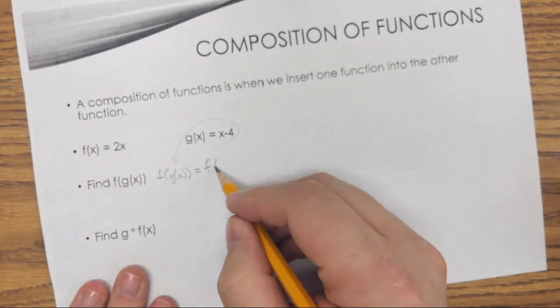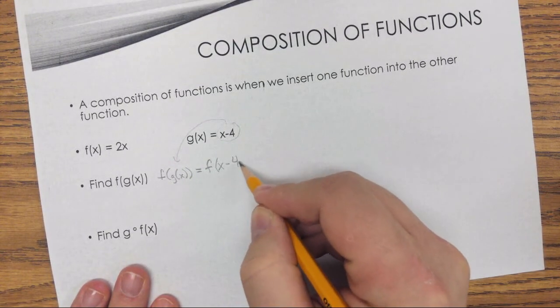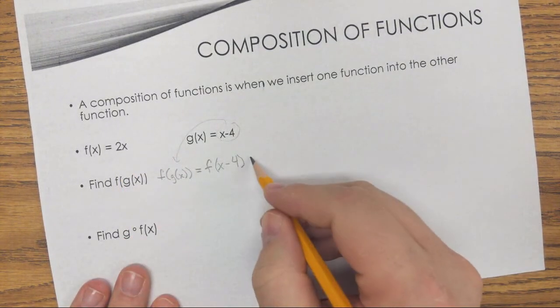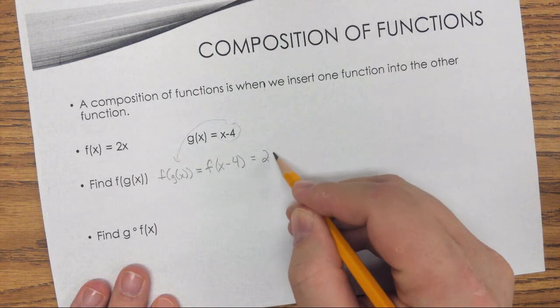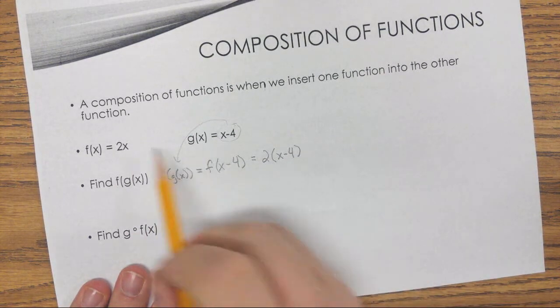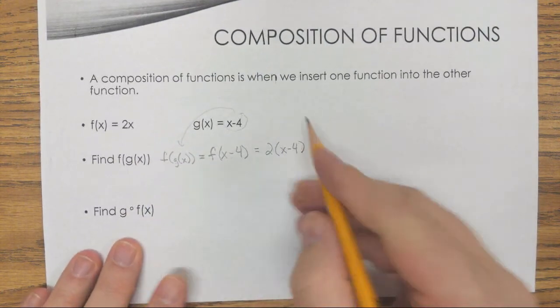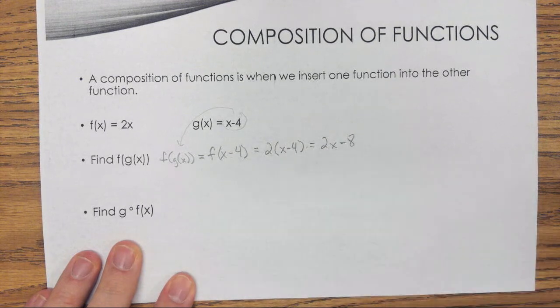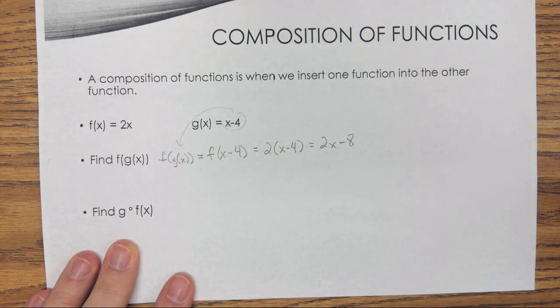So I'm going to do f of x minus 4. Okay. Well, I know my function f is 2x, so I'm going to do 2 times x minus 4, because I'm just plugging the x minus 4 in for this x. Simplify that, I get 2x minus 8. Okay?